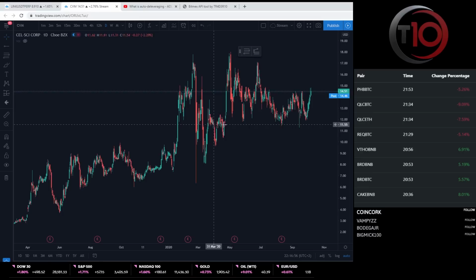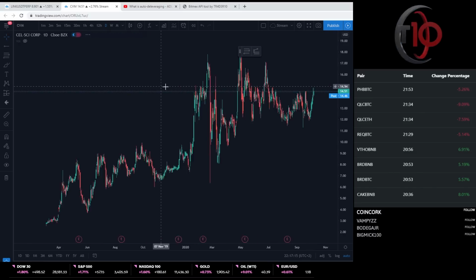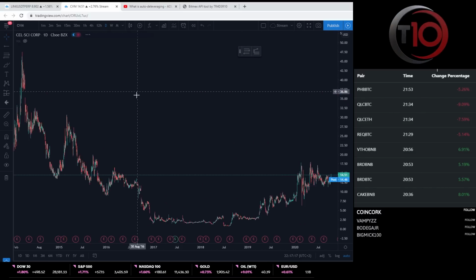We did hold this zone. This was a good long. Did you enter it at some point, or? Because this was quite a nice long. Sorry for the mouse signs again.